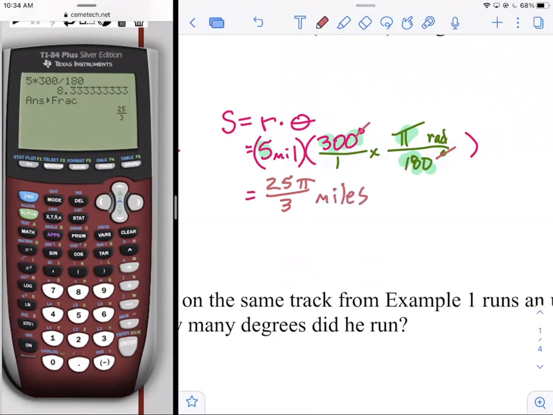All right. Now, the units make sense, right? But if you told someone you ran 25 pi thirds miles, they're going to be like, where do you live? Right? Who talks like that? So in this case, we're going to want to actually multiply it out.